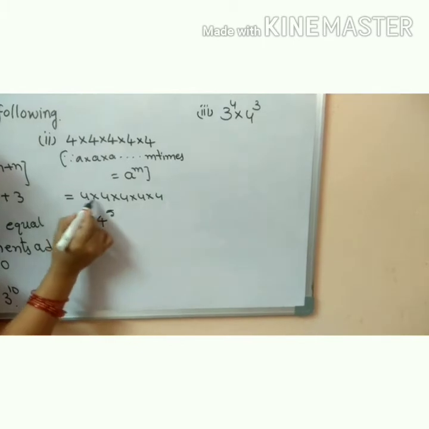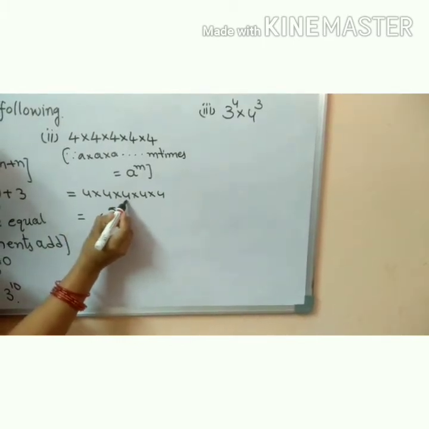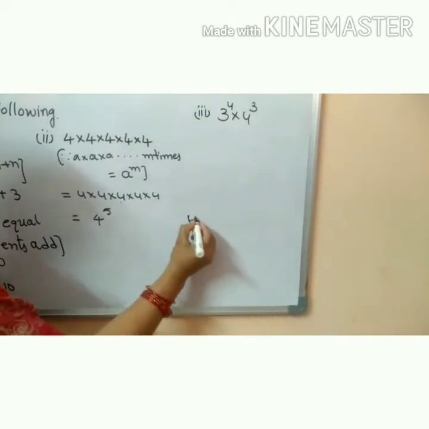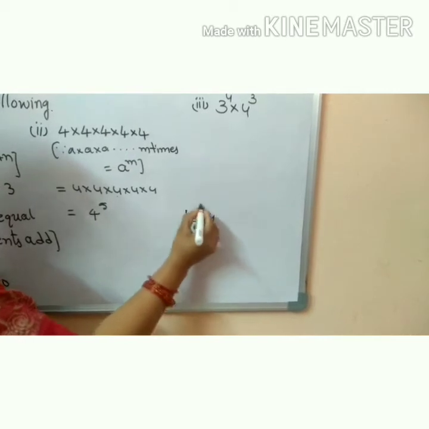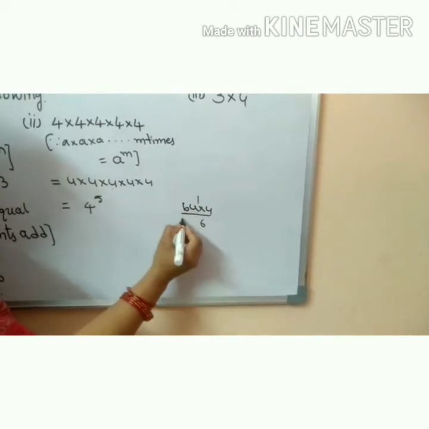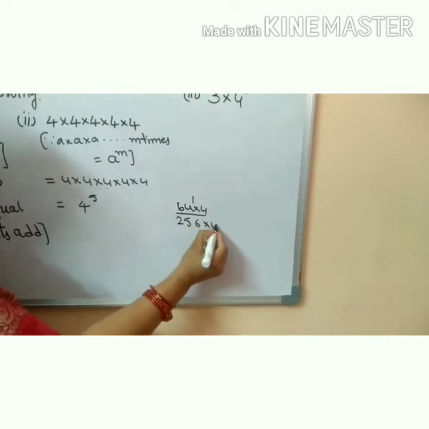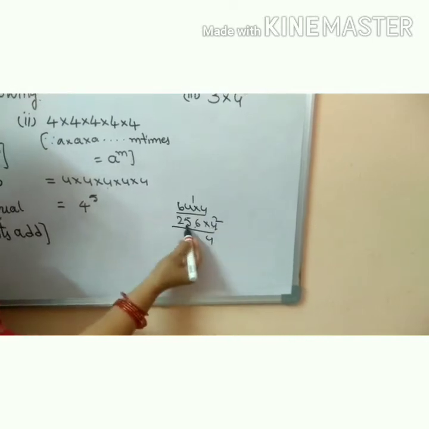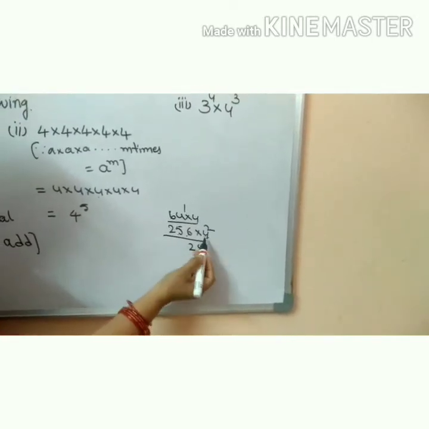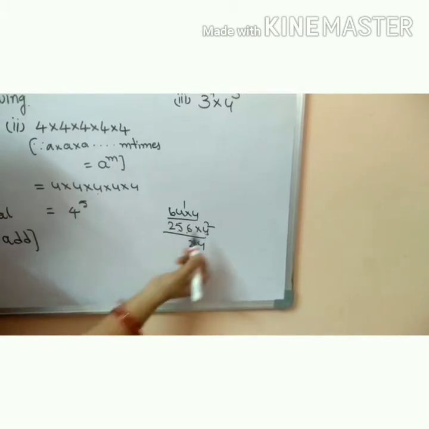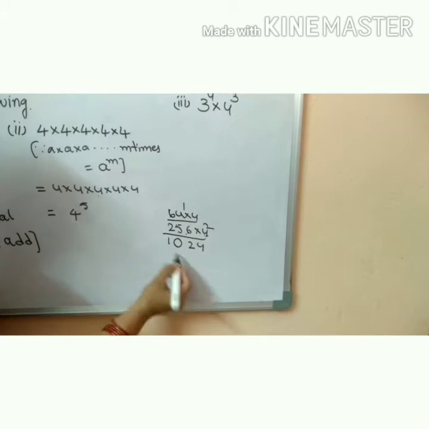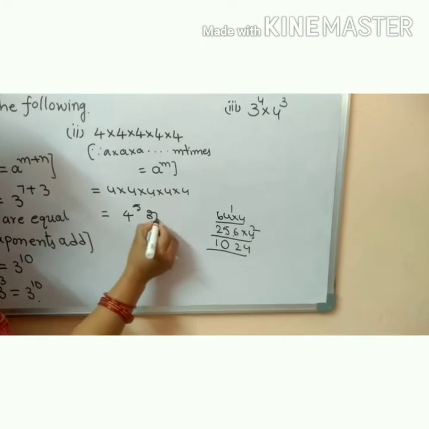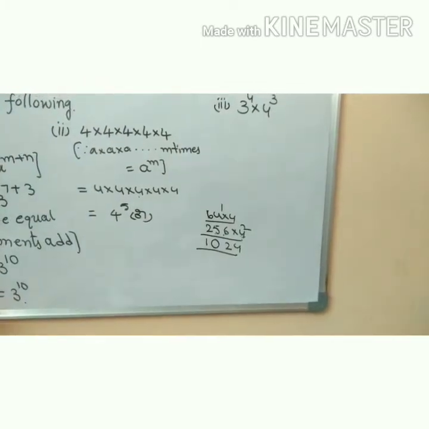What is the value? 4 4s are 16. 16 4s are 64. 64 into 4: 4 4s are 16, 4 6s are 24 plus 1 is 25, into 4: 4 6s are 24, 4 5s are 20 plus 2 is 22, 4 2s are 8 plus 2 is 10. So the value is 1024.